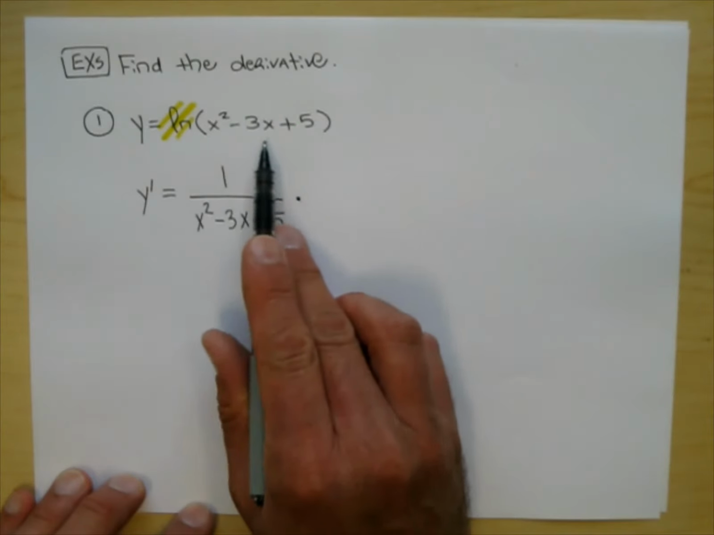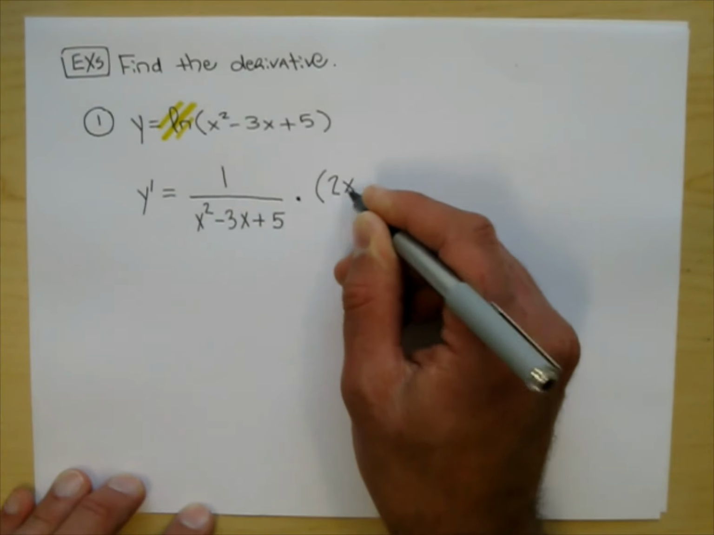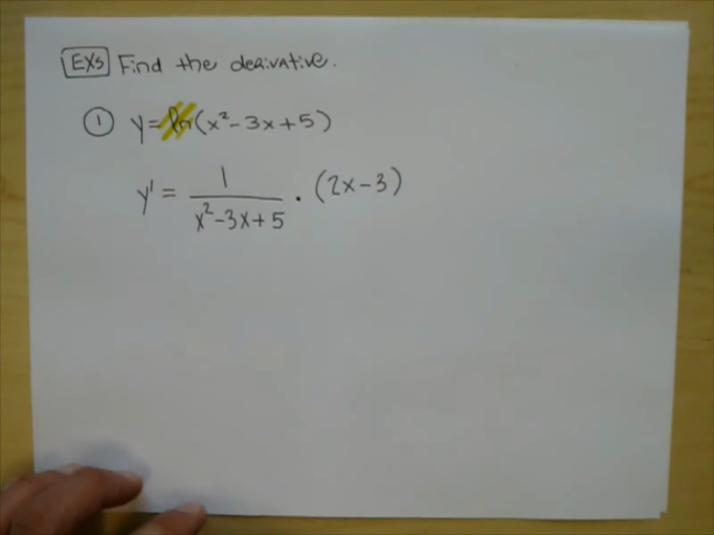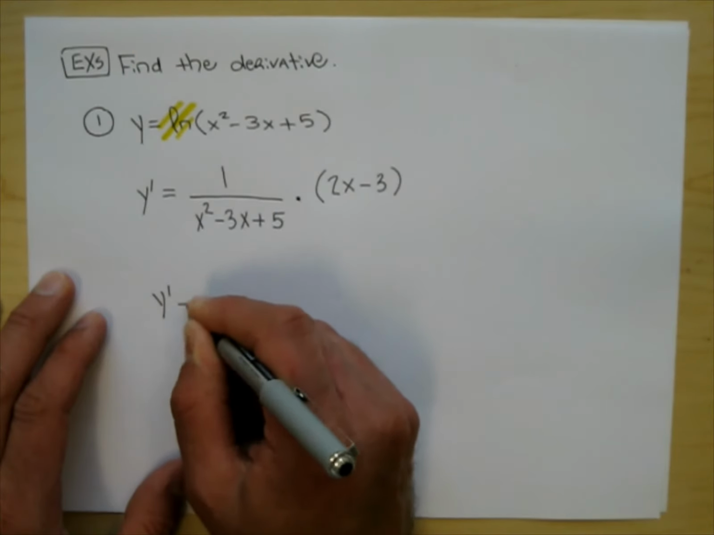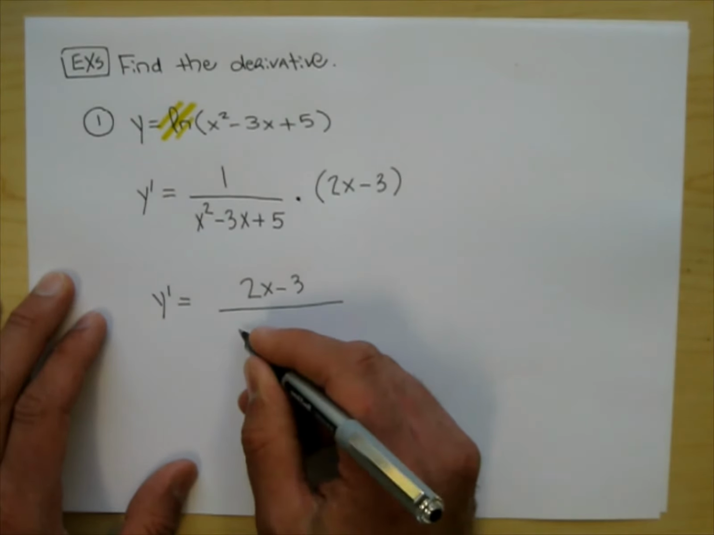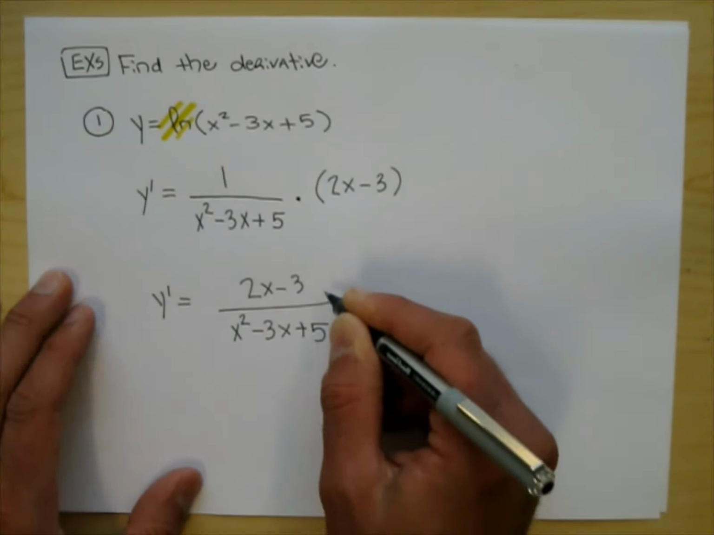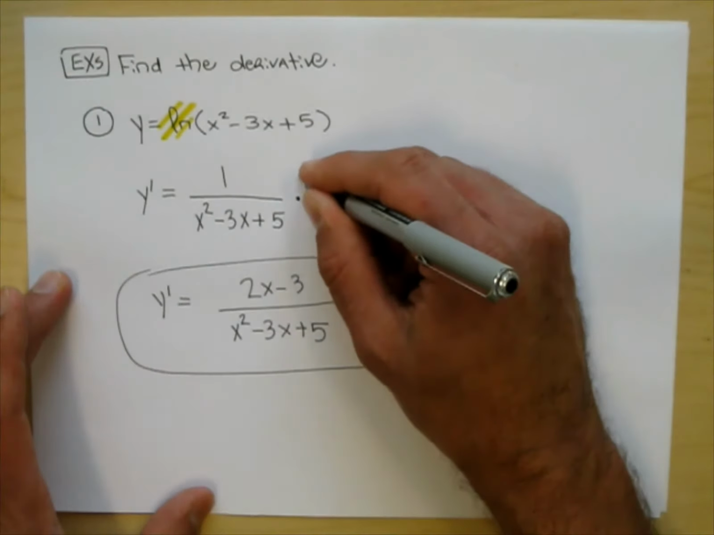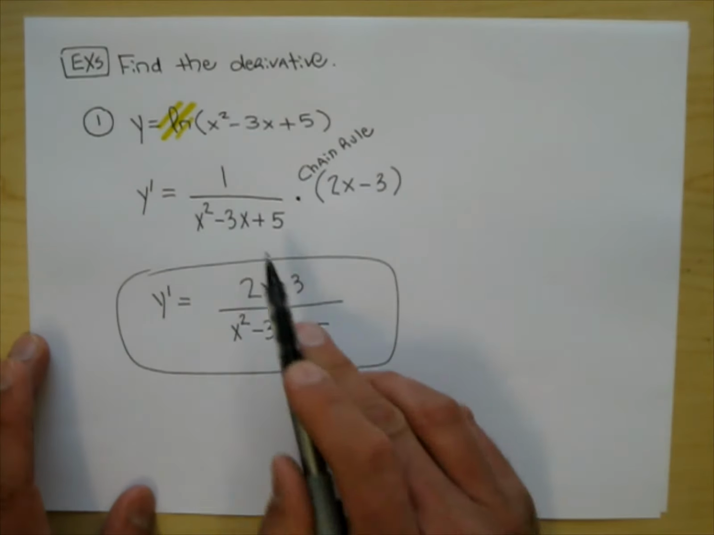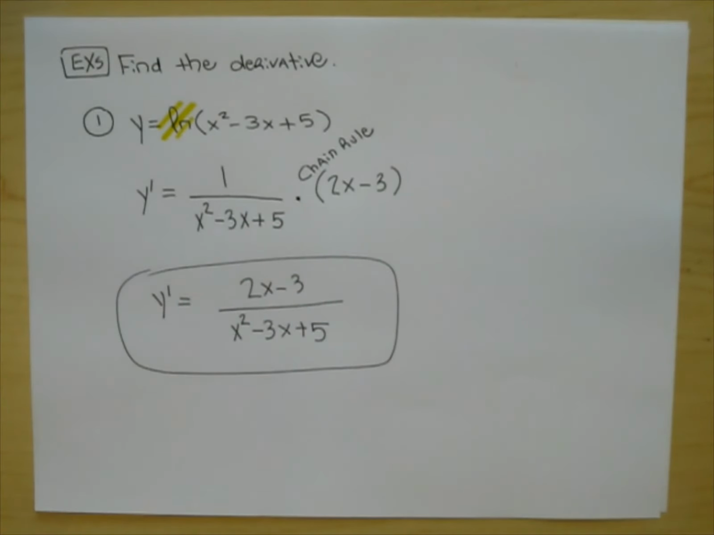Now we're doing the chain rule, and now we have to take the derivative of the inside here. The derivative of this polynomial is 2x minus 3. And so our final answer for this, we have 2x minus 3 on the top. The bottom's not going to factor, so we'll just go ahead and write it as x squared minus 3x plus 5. And we used the chain rule. We also used the fact that the derivative of ln of something is 1 over something. So that's something you want to do in your homework.